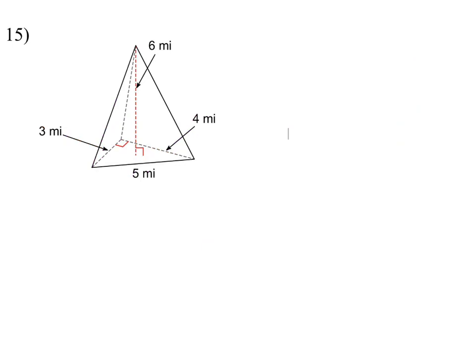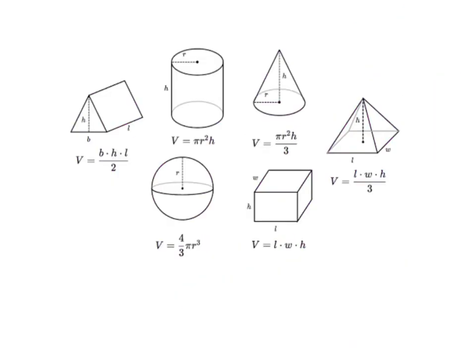Let's try another one. This one is not the same as the previous one. They're similar. There's triangularness to them, but this one's actually a pyramid, but instead of a square bottom, it's got a triangular bottom. And so it's the same volume formula as this, except we have to cut it in half if you're going to do a triangular base.